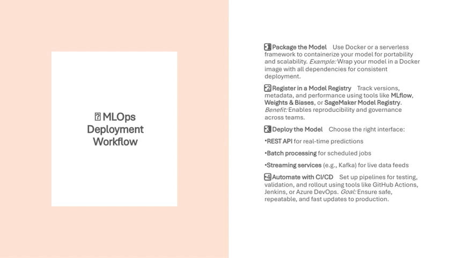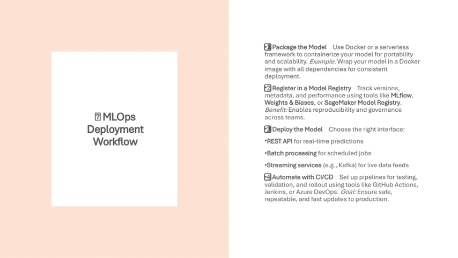Then we move to deploying the model. The important part here is choosing the right interface based on your use case. For real-time predictions, a REST API is often ideal. If you need to run scheduled batch jobs, batch processing works well. And for live data streams, streaming services like Kafka are the way to go. Finally, we arrive at automating with CI/CD.